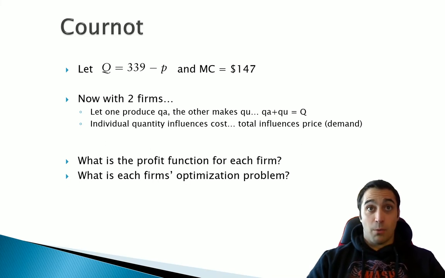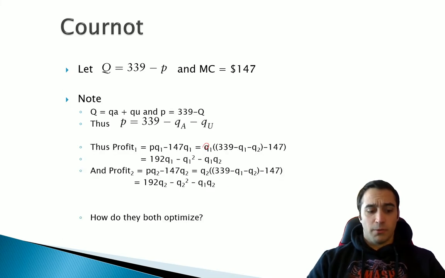And then given that, what are the firm's optimization problems? Spend a minute, see if you can think it through. So the first thing you'll want to note is that profit for each firm is just going to be the price, which is given by our price equation, times their quantity, minus their marginal cost times the quantity.